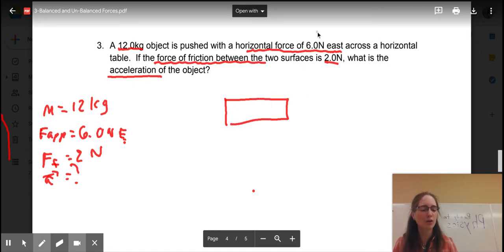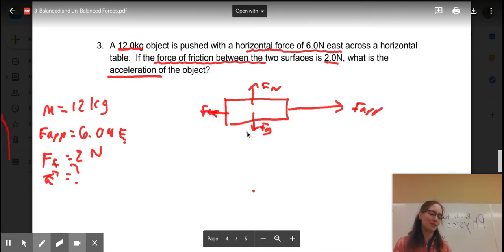We have a larger force applied than we have a force of friction. So I'm going to draw my force applied here, and I'm going to make it significantly larger than my force of friction. We are neither accelerating upwards nor downwards, so my Fn and Fg are going to be the same. I'm going to focus on our horizontal motion here, so I need to build an Fnet equation.